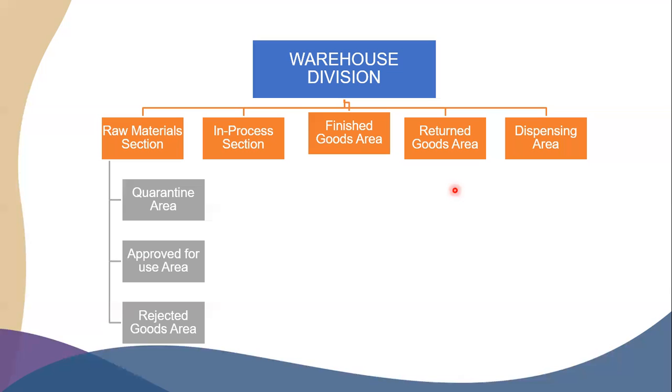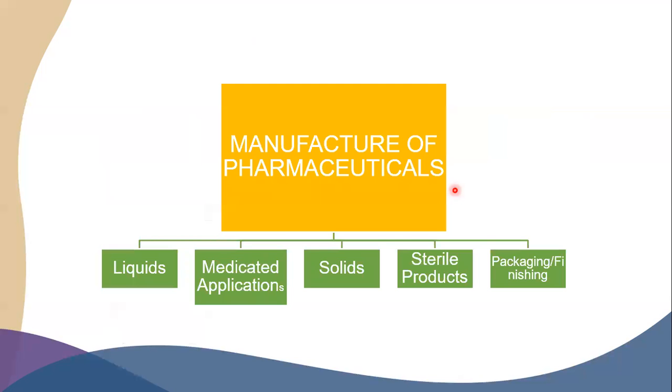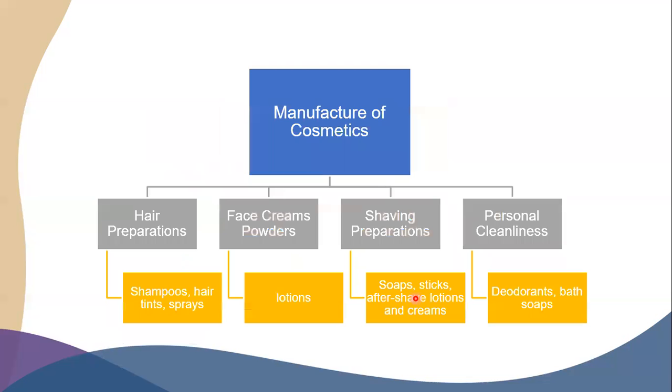Let's say, even wrong labeling can be returned. Yan. Yung mga batch number and lot number na hindi nagko-coincide sa papers nyo, it could also be returned to the manufacturing company again. Another one is your manufacture of pharmaceuticals. Yan. So you have your liquids, medicated applications, your solids, sterile products, as well as packaging and finishing products.